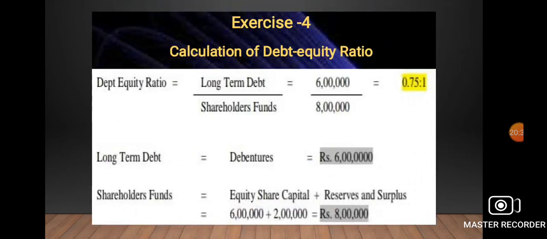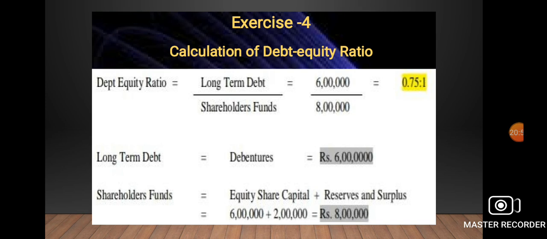Then come to question number 4. From the following information, calculate the debt equity ratio. The balance sheet values are given, assets and liabilities, so that you have to find out the debt equity ratio. This is a long term solvency ratio.